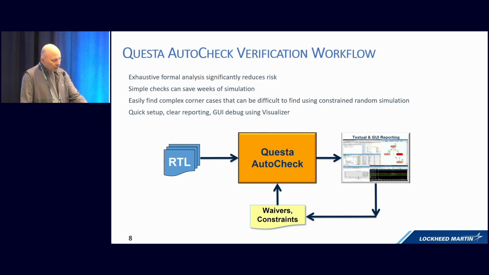So that's probably, in a nutshell, what I was trying to stress. We have the RTL, and that's about it. That's what we need. We're going to write a Tcl script or include a few commands in our makefile, and we can run AutoCheck. And then we go back in the loop, and we can have waivers, fix some of the findings, and so on. So there are simple checks, and this can save weeks of simulation work.